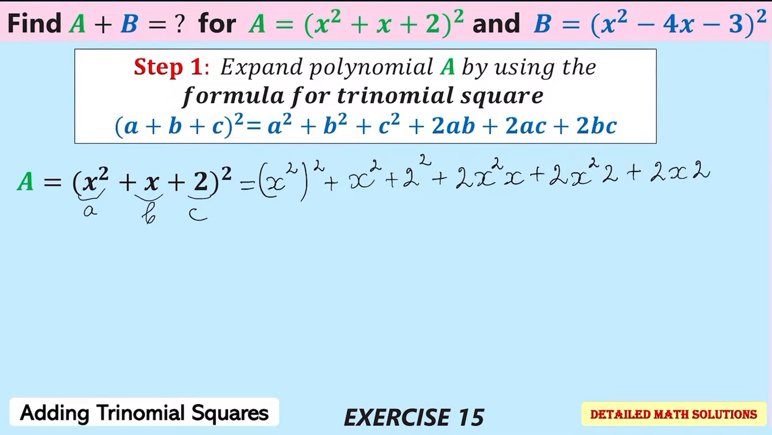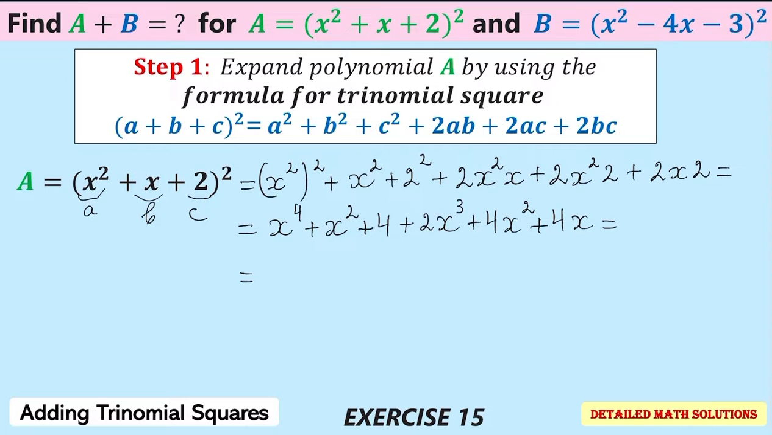x multiplied by 2. When I simplify further, this equals x to the fourth power plus x squared plus 4 plus 2 times x to the third power plus 4x squared plus 4x.